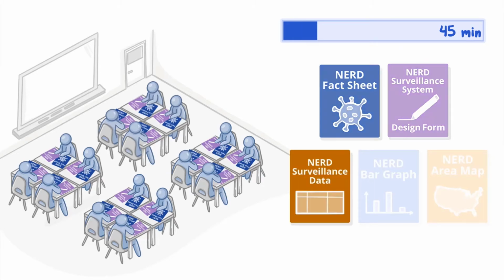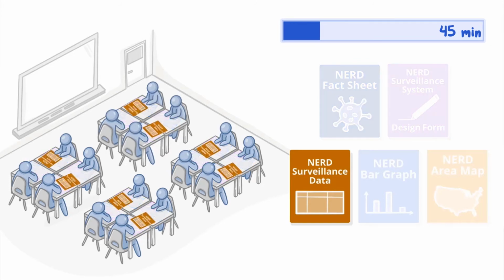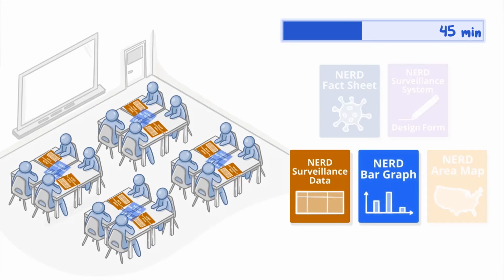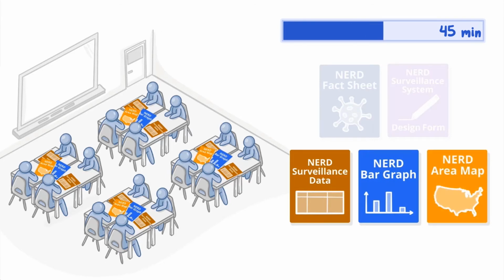For the Part 2 activity, provide each group of students with the NERD surveillance datasheet that corresponds to 1 month. Handing out 2 copies per group will allow students to share the data more easily. Also, hand out to each group 1 NERD bar graph for graphing age distribution information and the NERD area map to visualize incidence rate of disease by state.